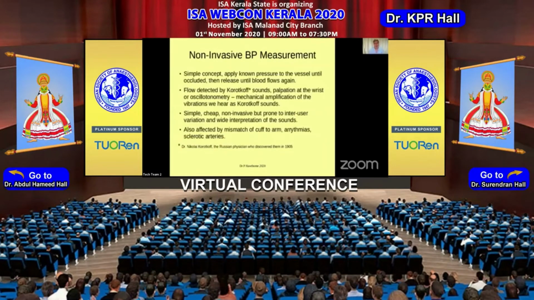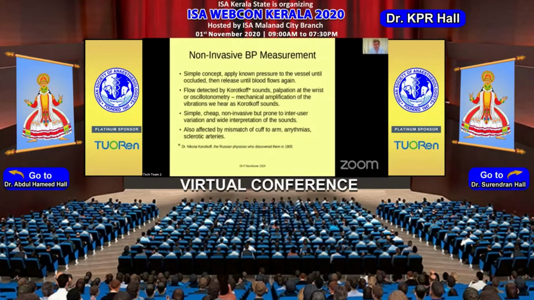Okay, non-invasive blood pressure measurement is a simple enough concept. You apply a known pressure to the vessel with an external cuff until the blood flow is stopped, and then you release it until the blood flow begins again. The question is, how do you detect that blood flow has begun again? Traditionally that has been by the Korotkov sounds, either that or palpation at the wrist, if you're really pushed and you haven't got a stethoscope, or oscillotonometry, which is basically a mechanical way of listening to the Korotkov sounds.